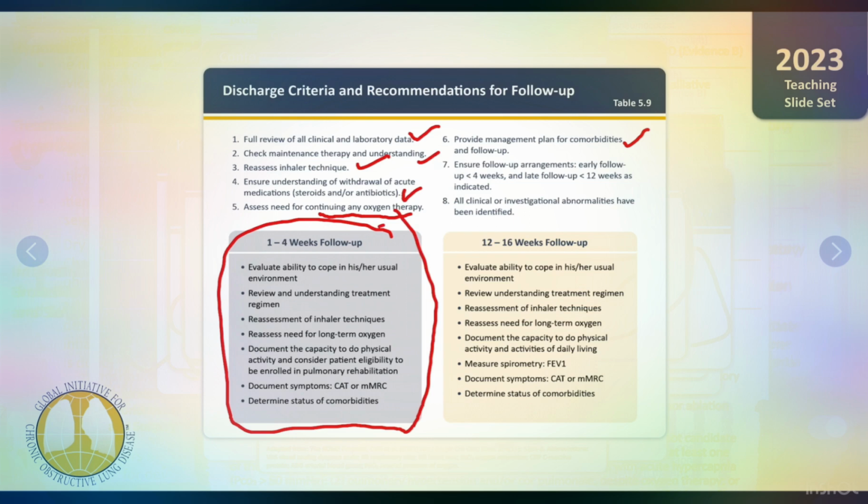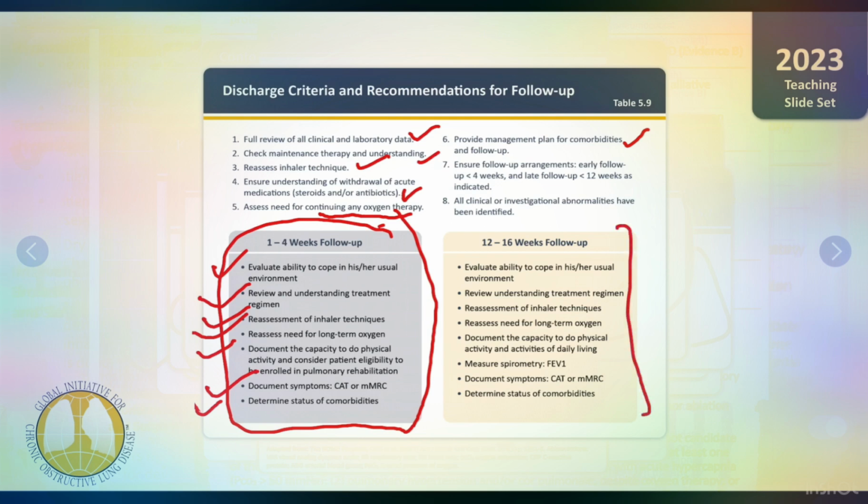So in that time they are telling we should evaluate the ability to cope in his or her usual environment, like whether the patient can cope up or not. Then review understanding of treatment regimen, reassessment of inhaler technique, reassess need of long-term oxygen therapy, document the capacity to do physical activity, and consider the patient's eligibility to be enrolled in pulmonary rehabilitation. Document symptoms like CAT or mMRC grading and determine the status of comorbidities.